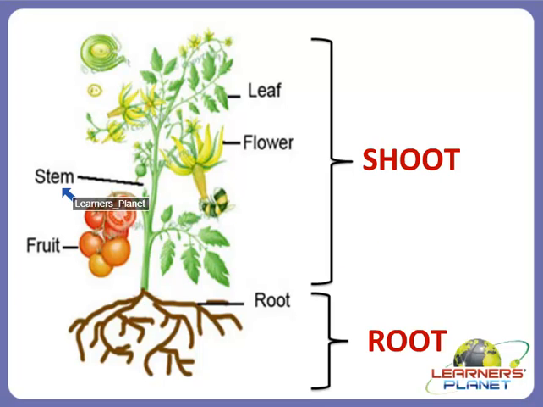Like it consists of stems, leaves, buds, flowers and fruits. So children, shoot consists of stem, leaf, flower and fruit. Okay children, so these are the parts of a plant.